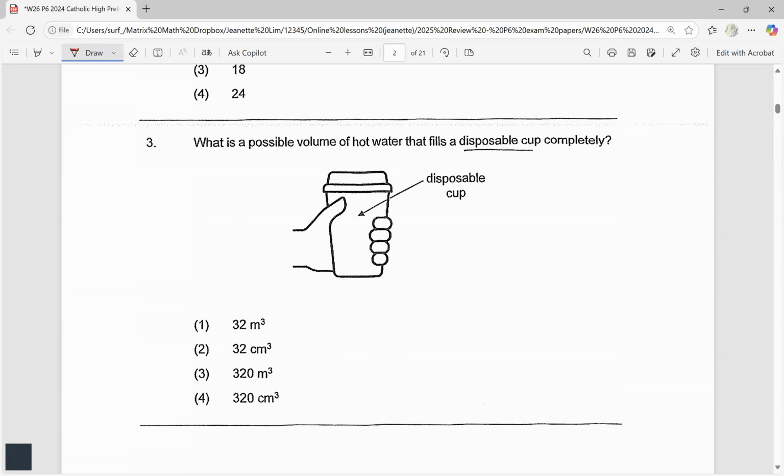Question 3, what is the possible volume of hot water that fills a disposable cup completely? Okay, so a normal mineral water bottle is about 500 ml, and ml is the same as cubic cm. So you should choose something that is close to that. Definitely not cubic meters, that would be too much. And you're comparing 32 and 320. 320 is slightly less than 500. It's closer to 500. So let's choose option 4.